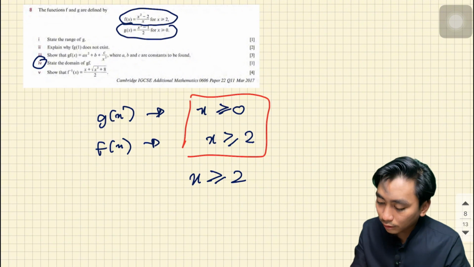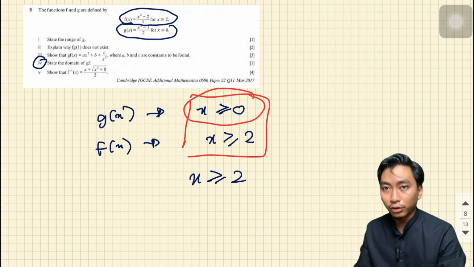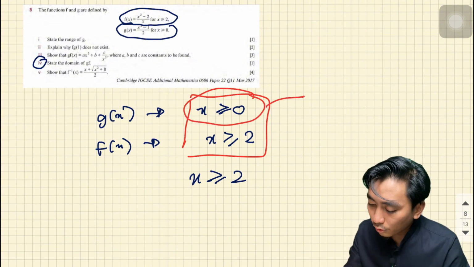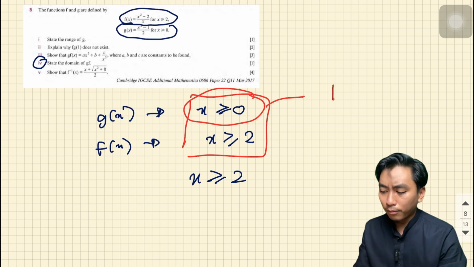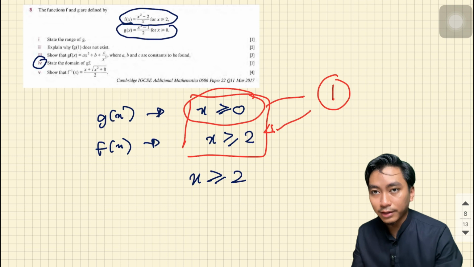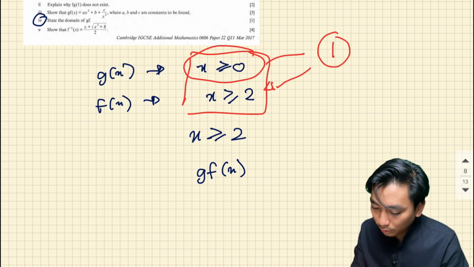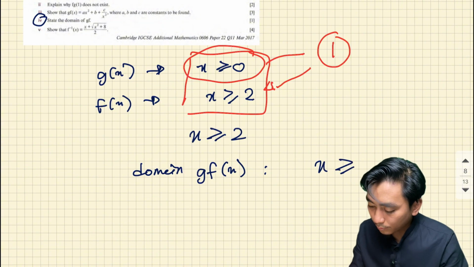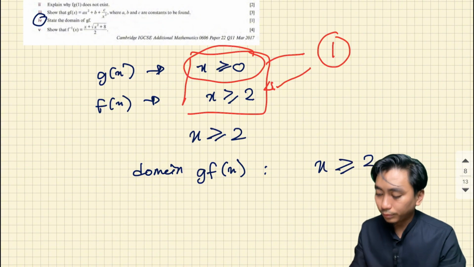Why do we not take the first equation, x more than 0? Because x more than 0 means 1 is included. But 1 cannot be included in the second domain, which is x more than 2. So the final answer will be the domain for gf(x) is x more or equal than 2.